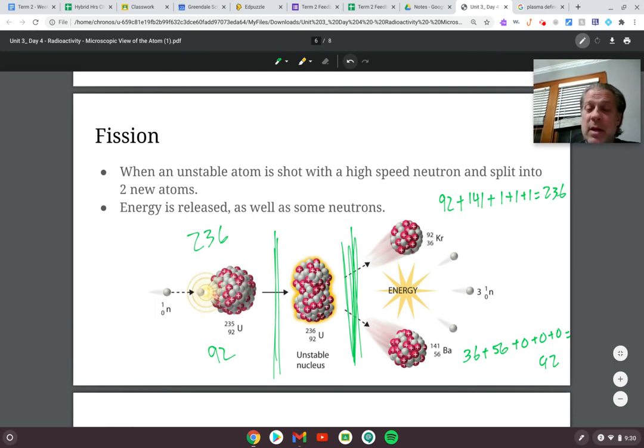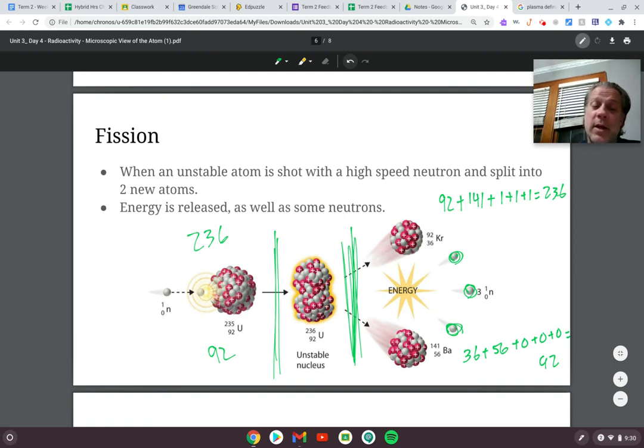I'm making sure that I have the same amount of mass number and the same amount of atomic number on both sides. The key here, though, is that there is a lot of energy released. And so this is an example of potentially starting a chain reaction. So any of these 3 neutrons right here could go and crash into another uranium atom and then start the process over.